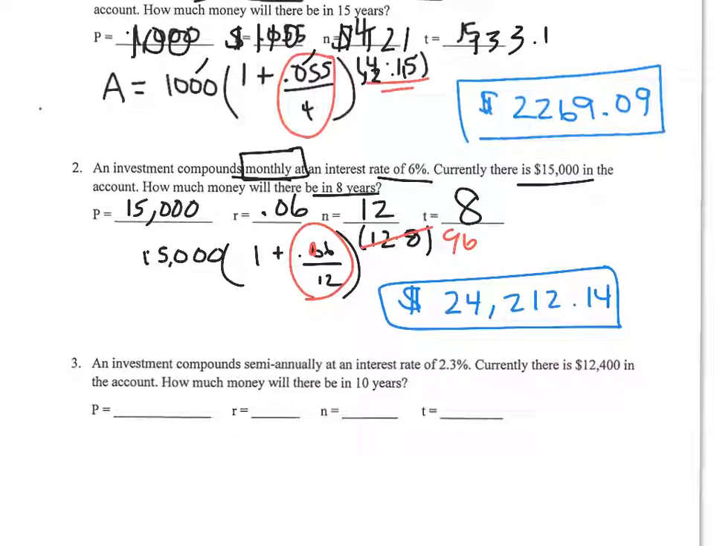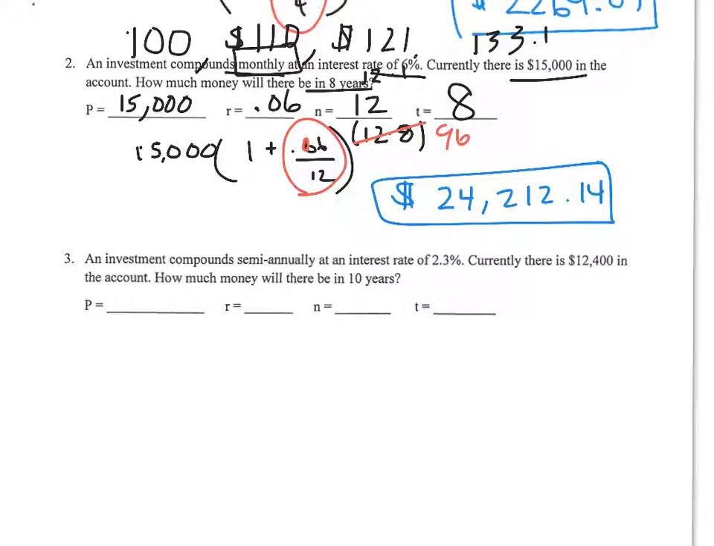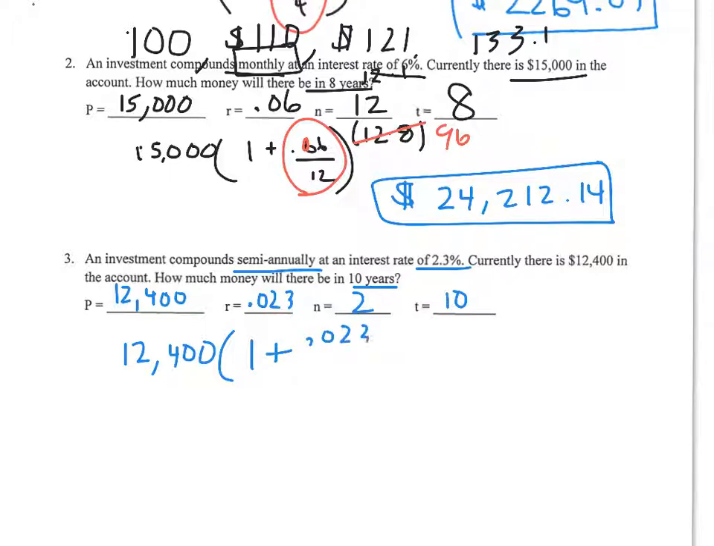And then the last one: an investment compounds semi-annually. Semi-annually means twice a year. The rate is 2.3%, so move the decimal over: 0.023. The time is 10 years, and it's worth $12,400. So I do 12,400 times 1 plus 0.023 divided by 2, to the NT power, so to the 20th power. So then I'm going to get $15,586.17.